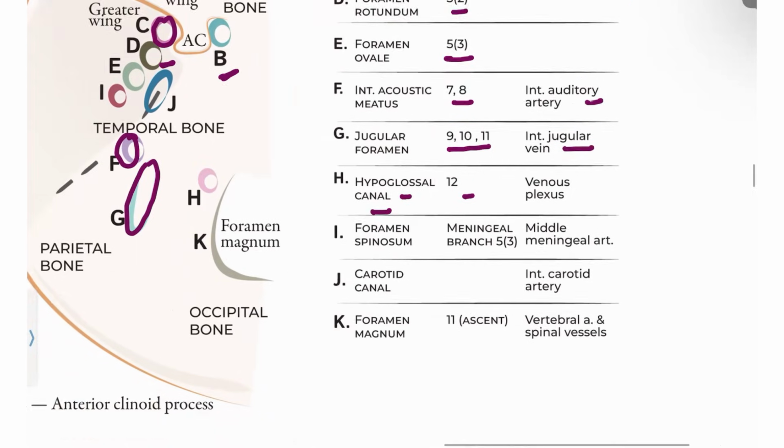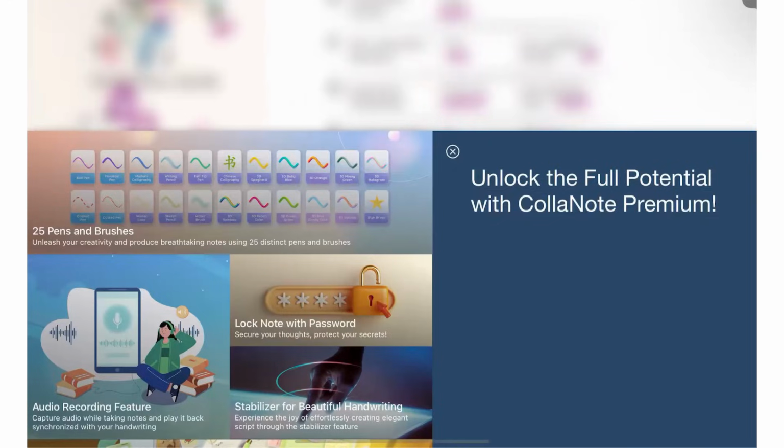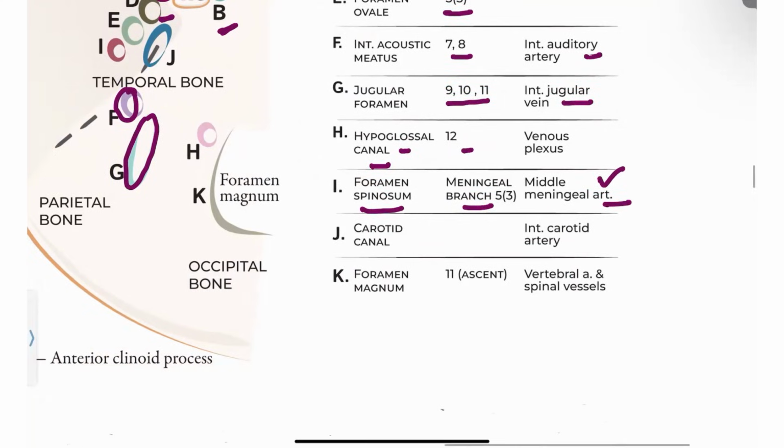Next, foramen spinosum. Foramen spinosum is going to pass the meningeal branch of the third branch, along with the middle meningeal artery. So if there is middle meningeal artery damage, there will be a high risk of epidural hematoma. Next, the carotid canal carries the internal carotid artery. Then the foramen magnum: the 11th nerve ascending will be seen here, along with the vertebral artery and the spinal vessels. These are the structures that you have to remember here.